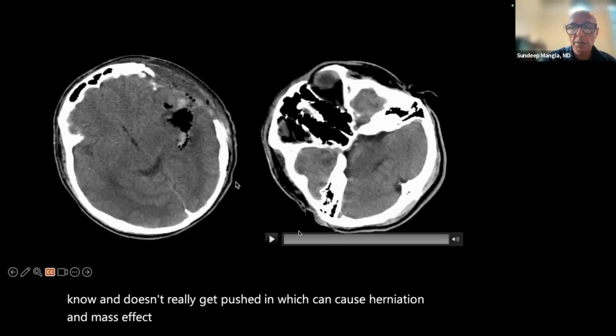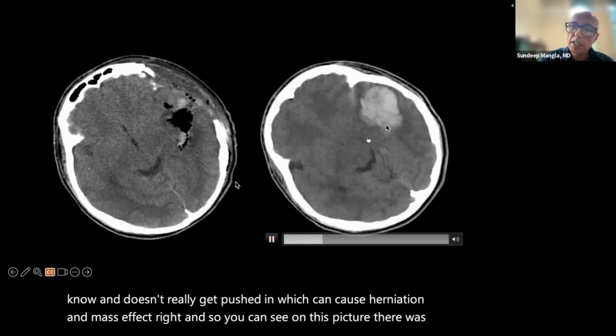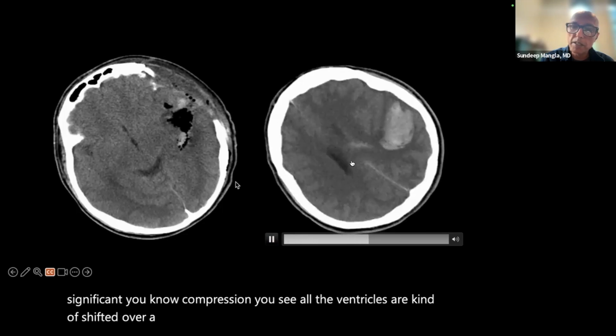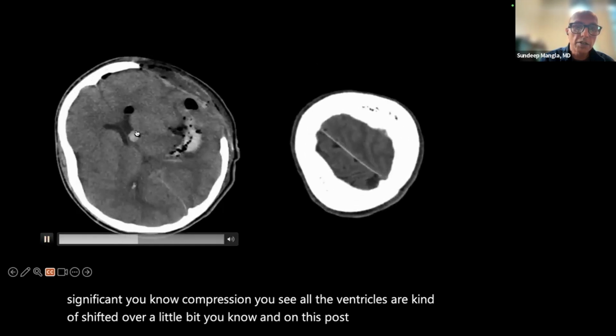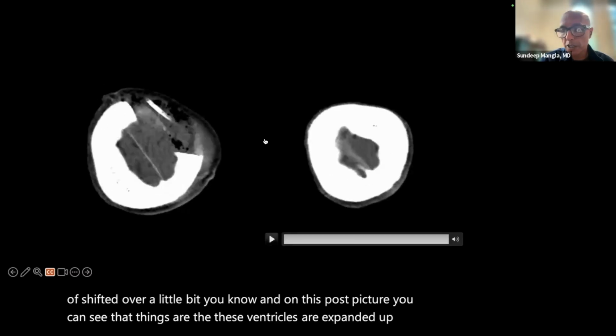And so you can see on this picture, there was significant compression. You see all the ventricles are kind of shifted over a little bit, and on this post picture, you can see that these ventricles are expanded up again, and the pressure has been relieved.